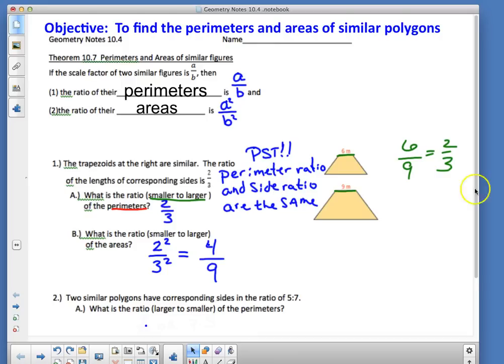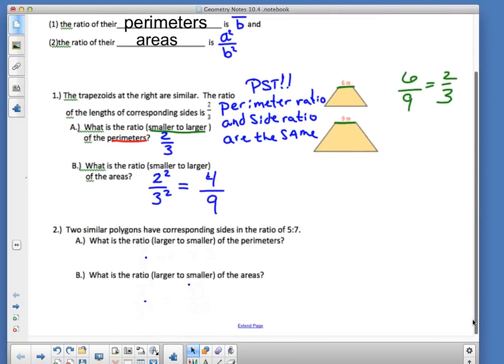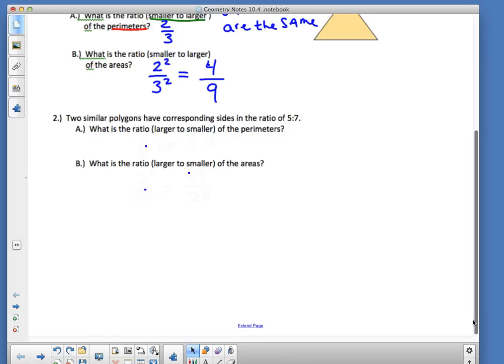So now, here it is. You're going to do exactly what I just did in problem 2A and B. Go ahead. Pay attention to order. Pay attention to order. I actually tell you what the order should be.